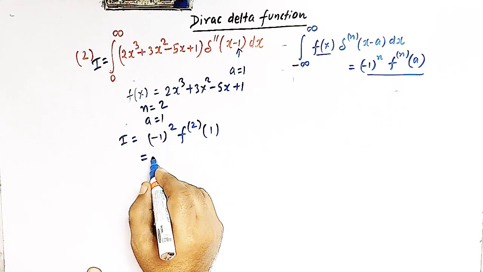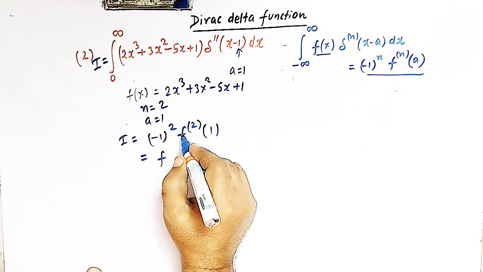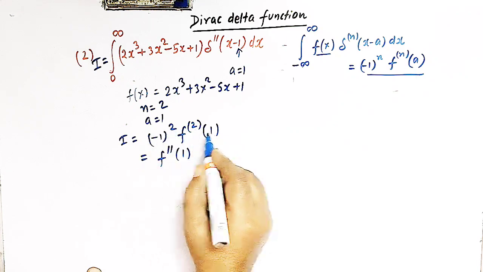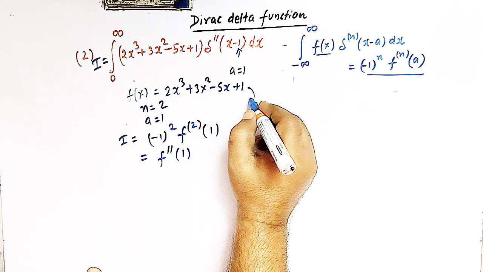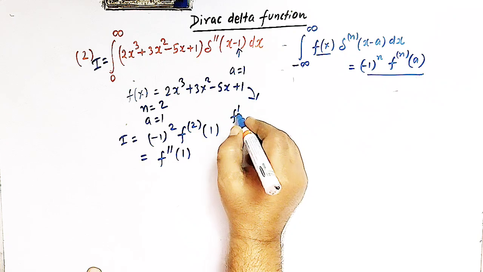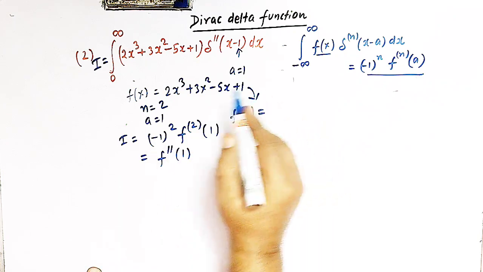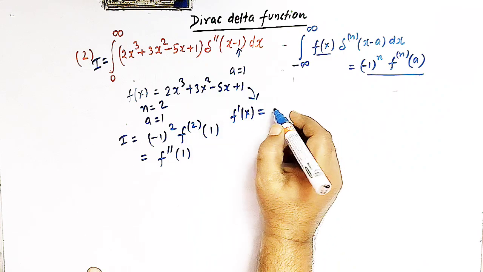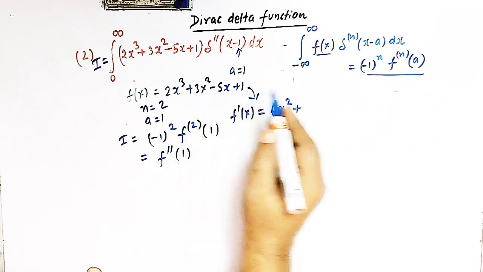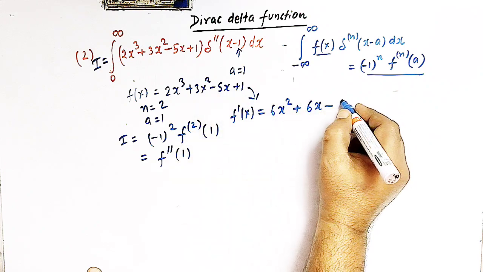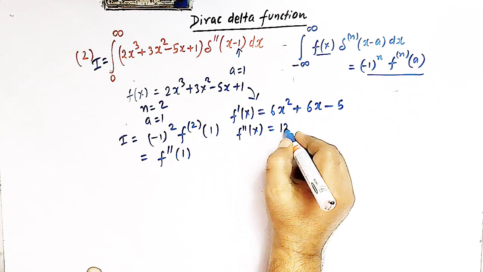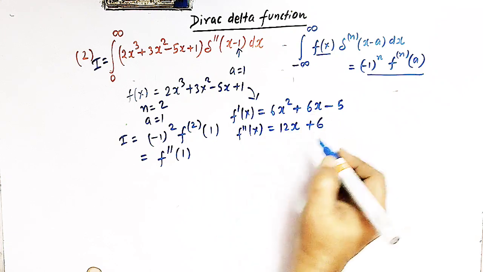So minus 1 square is positive. So we have simply the second derivative of f at the point a is equal to 1. So let us differentiate this function f of x twice, and we have f prime of x is equal to the derivative of x cube is 3x square, so we have 6x square, then we have here 6x, and then we have minus 5, right? And then the second order derivative is given by 12x, and here we have simply 6.